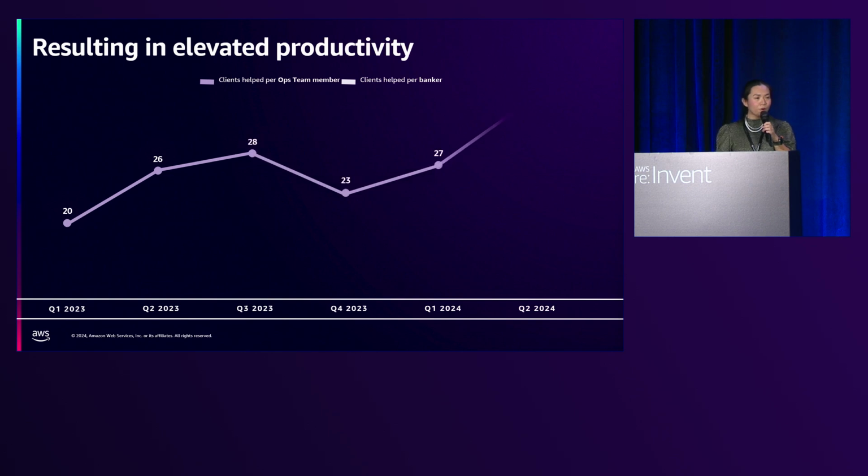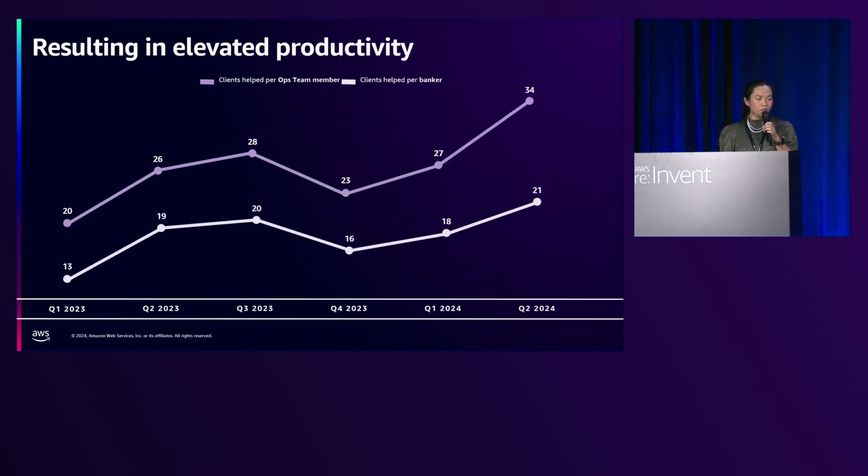From there, we were unleashing our business users' productivity as well. Since we started using this technology and integrating these solutions, our operational team members can now help 31% more clients within just a year. Our banking team sees an increase, being able to support 15% more clients compared to the previous year.